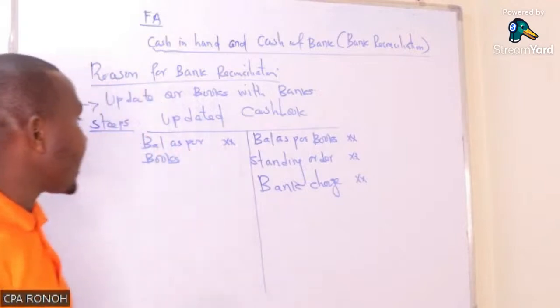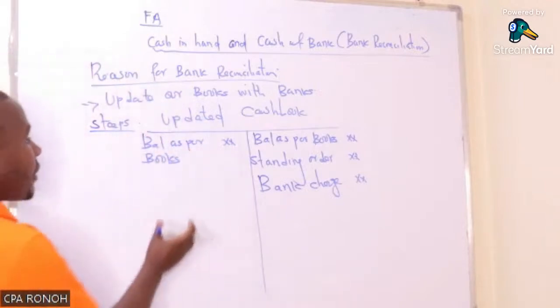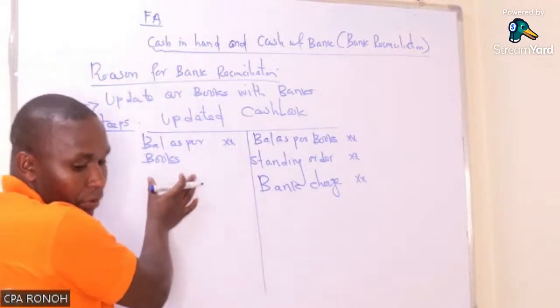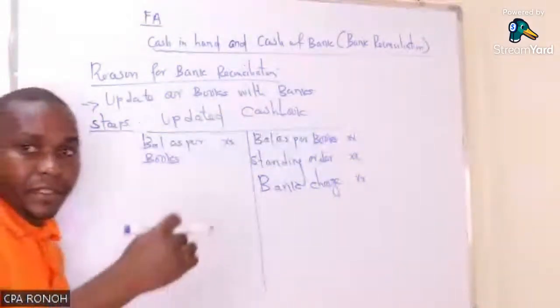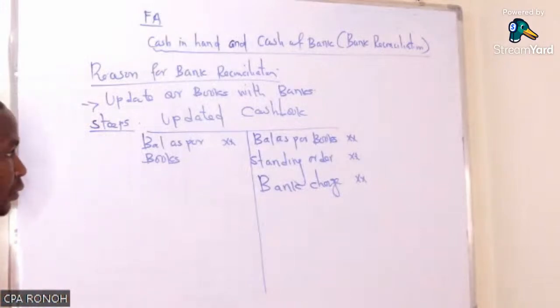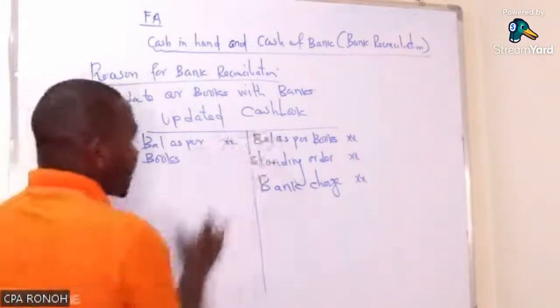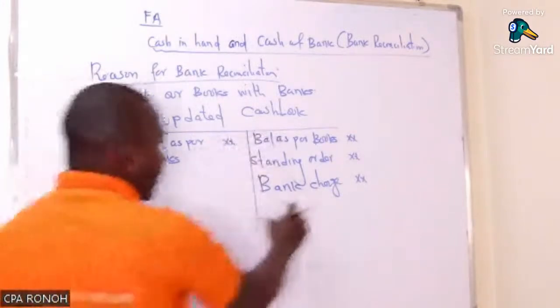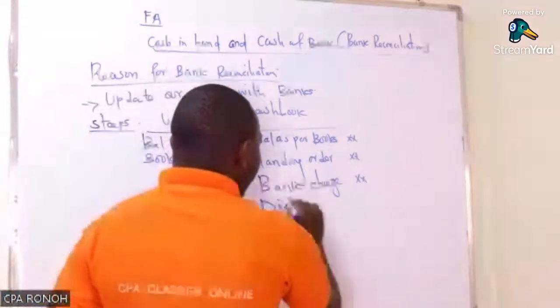So if the bank rejects that check, it means you have already received this check in your books, on the debit side, as money received. Now the bank says this check will not go through. So you need to remove it from your cash book by doing what? By crediting. So you write dishonored check.